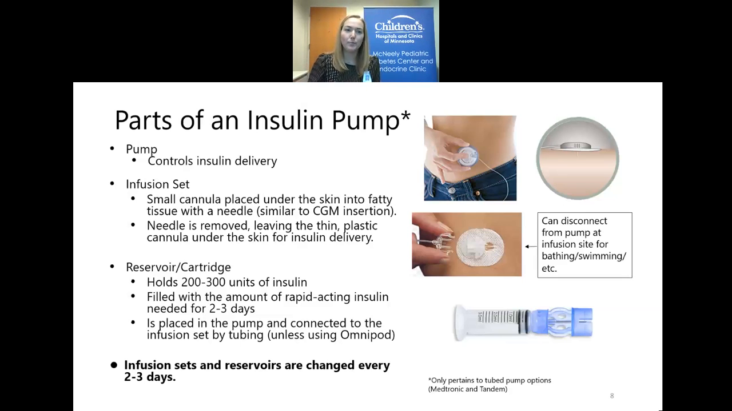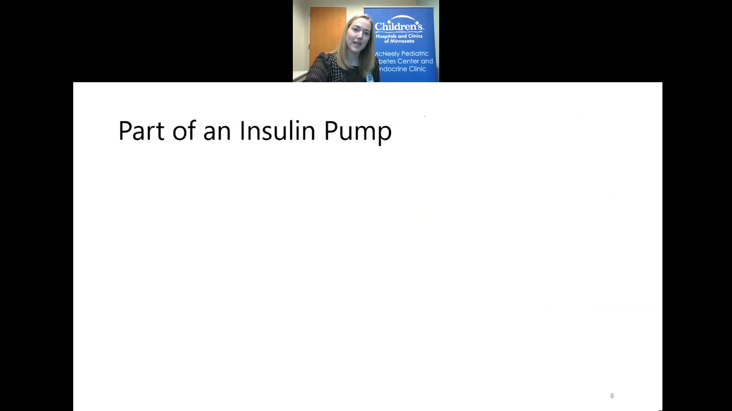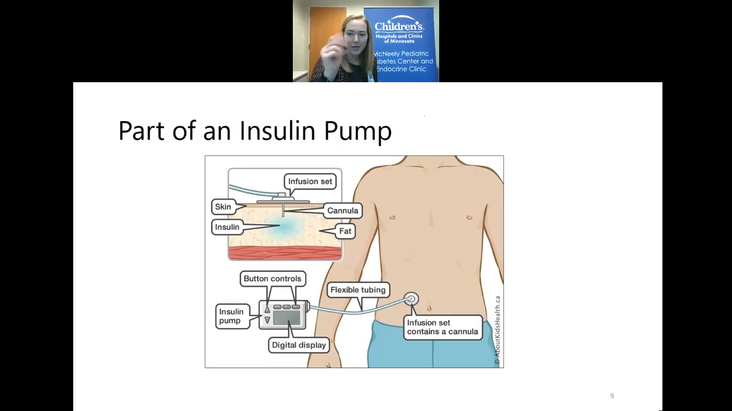Really important thing is both your infusion sets and your reservoirs. These do get changed every 2 to 3 days, both of them. And it's very important to do this to maintain healthy skin integrity and just to maintain healthy diabetes behaviors. We're going to get into this in depth on the next slide. But anyway, in summary, for a tubed pump, the three main parts are your pump, your infusion sets, and your reservoirs.